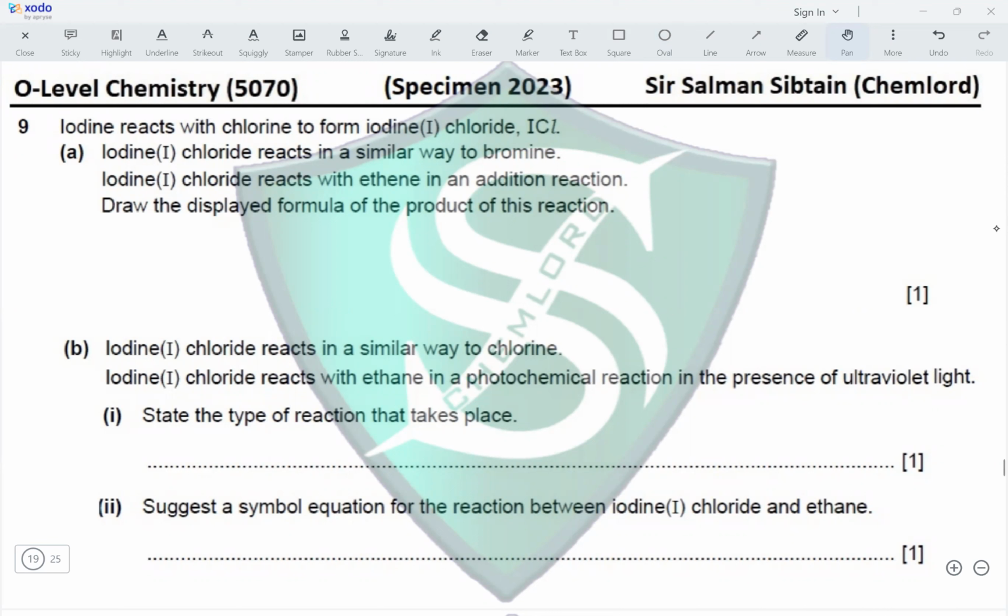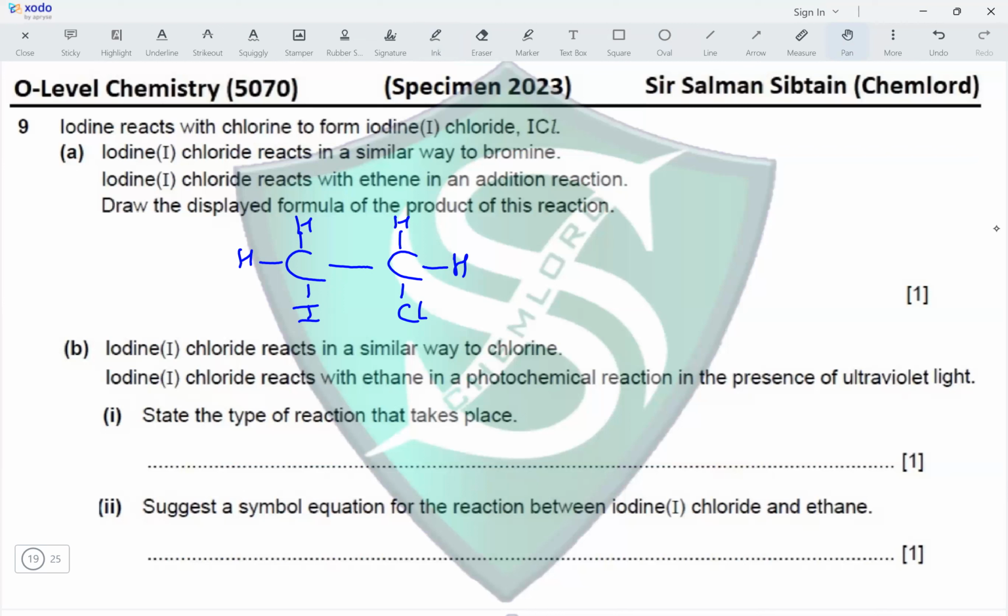So we have ethene in which the double bond will open up. We have four hydrogen atoms, two placed on each of the carbon atoms. And when the double bond opens up, one of the two carbon atoms will have an iodine bonded to it, while the other would have a chlorine bonded to it. So this is the structure of the product when iodine monochloride reacts with ethene.